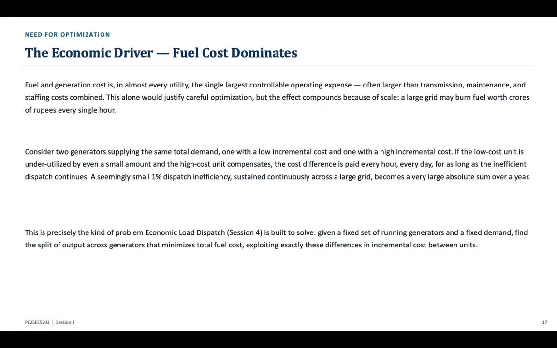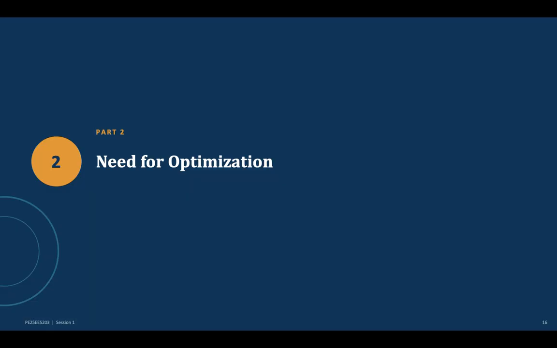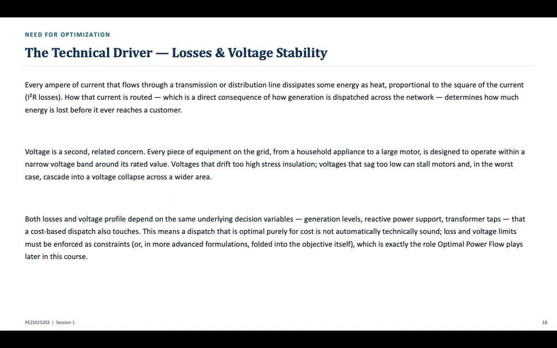Given a fixed set of running generators, a fixed demand, and a fixed split of output across generators, that maximum total fuel costs, exploiting exactly this difference in incremental cost between units. So this was optimization, and I'm trying to explain it in different ways. One was the economic driver. Next we'll look at the technical driver.